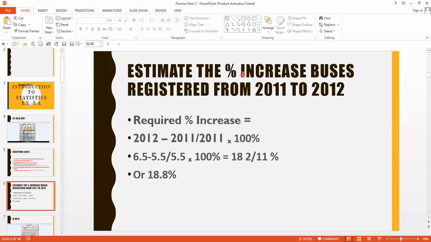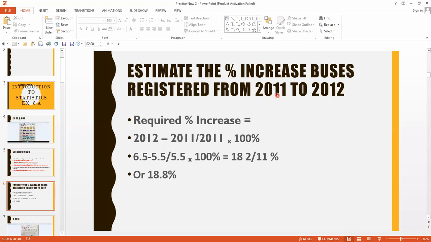They are saying estimate the percentage increase of buses registered from 2011 to 2012. Okay, and we already know how we have to find the percentage increase. So we have to always remember, we subtract the smaller value from the greatest value. So in which year is the greatest value? 2012. So you have to write 2012 minus the value of 2011.